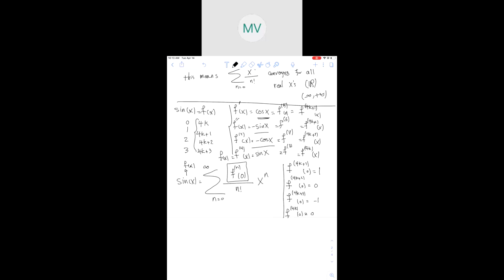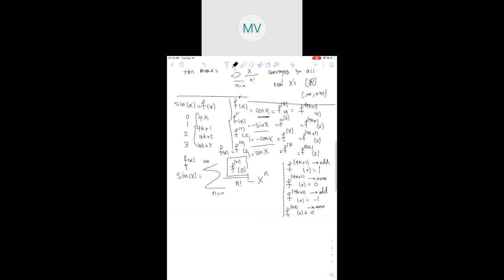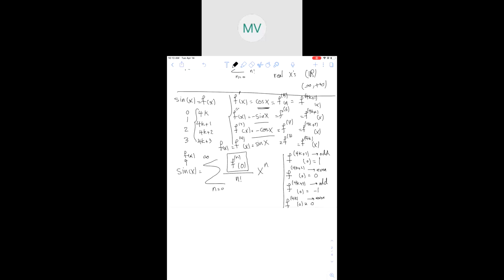Right? So 2 of them are 0. In fact, if you notice, this index is even. This index is also even. Those ones are 0, but the odd ones, one is 1, the other one is negative 1. Okay? So how do we write this as a formula?